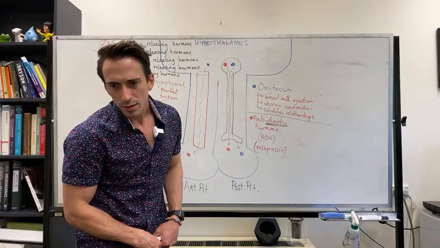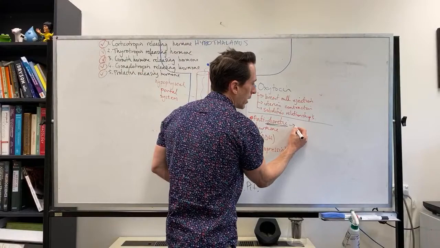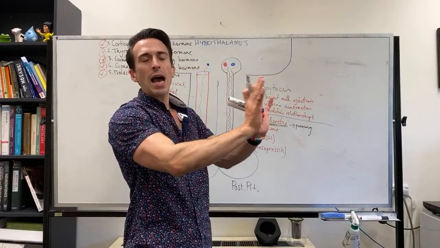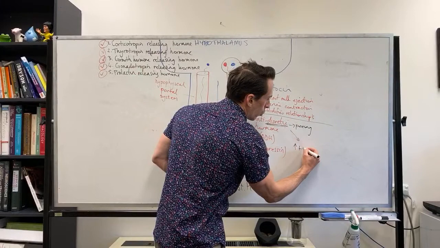So when I think diuresis, I think peeing, right? Antidiuresis means anti-peeing. So this hormone gets released and it doesn't stop you from peeing, but what it does is it goes to the kidneys and tells the kidneys, hey, don't pee out that water, throw it back in the body. So what it does is it increases water reabsorption.